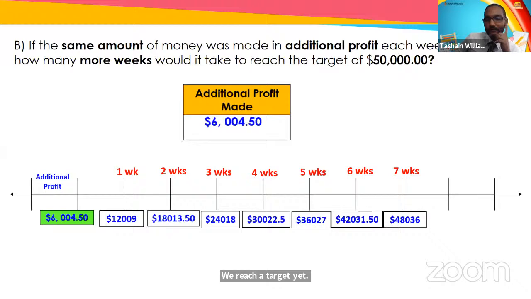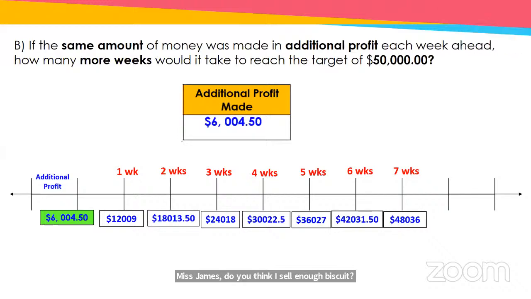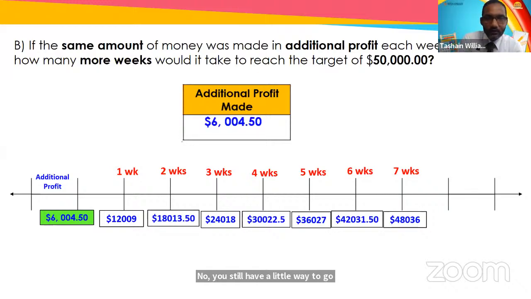What do you think? Thinking about it hard, you know. I wonder if I sell enough biscuit now. Miss Sims, you think I sell enough biscuit? Think I reach my target of 50,000? No, you still have a little way to go. All right. Let's see how far I need to go.